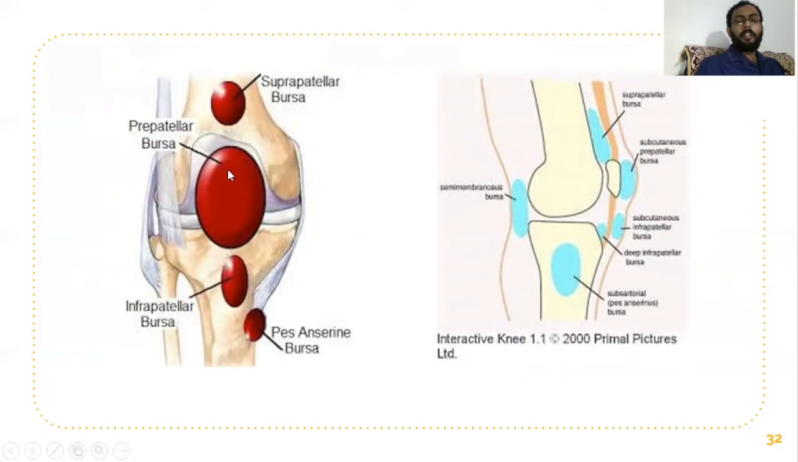Whenever there is continuous friction between the patella and skin due to kneeling, it causes prepatellar bursitis, commonly known as housemaid's knee. Infrapatellar bursitis is due to friction between skin and tibia, and is also called clergyman's knee. Clergyman means priest, who kneels continuously as part of prayer. This bursitis is very important regarding the knee joint, and we should know the applied anatomy or site of bursitis.